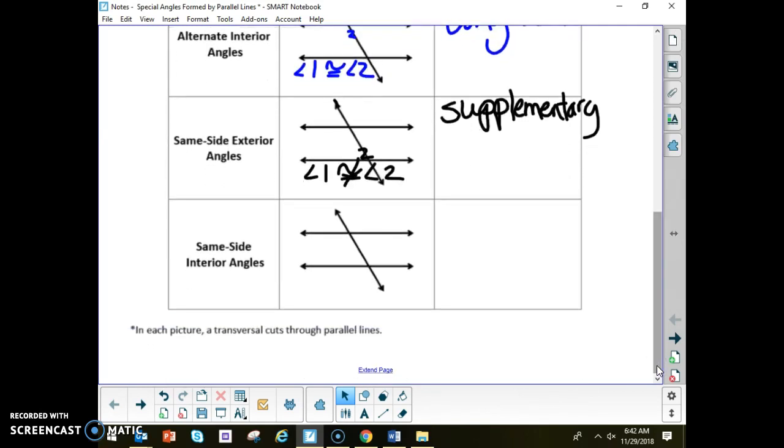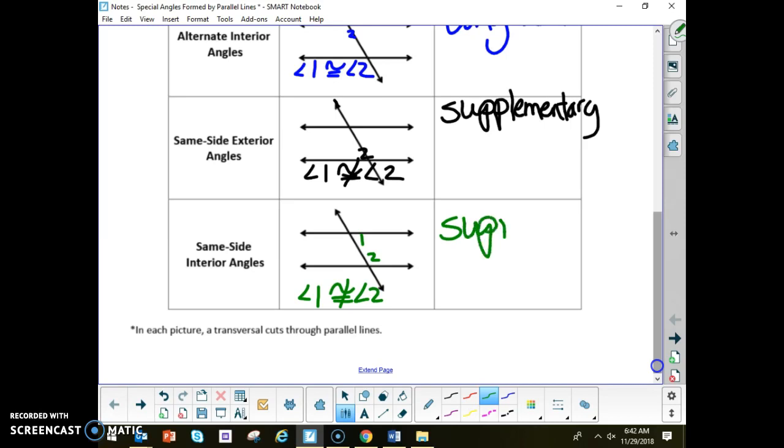Kind of cool. Same side interior angles. So now I'm in between the two parallel lines, and they're on the same side of the transversal. Here would be angle 1 and angle 2, and just by glancing at them, I can tell that they are not congruent. Angle 1 is not congruent to angle 2, so they must be supplementary.